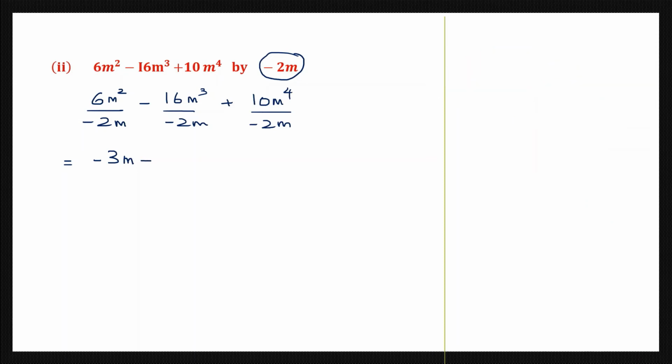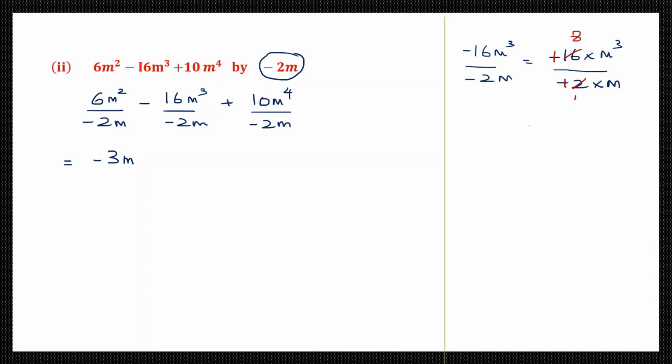Okay. So let's work out the second term. That is minus 16 m to the power of 3 by minus 2m. So that becomes minus 16 into m to the power of 3 by minus 2 into m. So first thing we do is minus into minus becomes plus. Then we cancel 2 and 16. 2 ones are 2, 2 eights are 16.